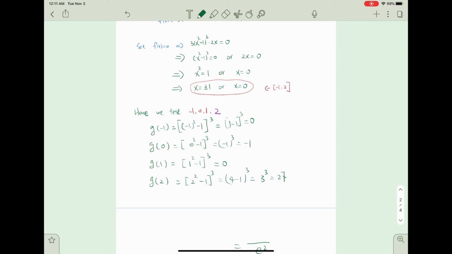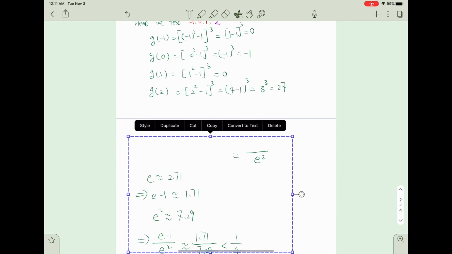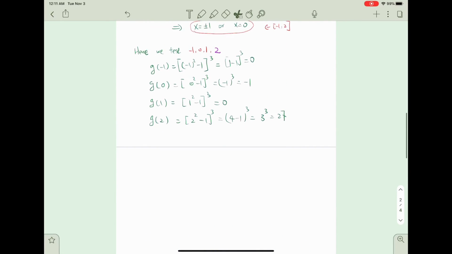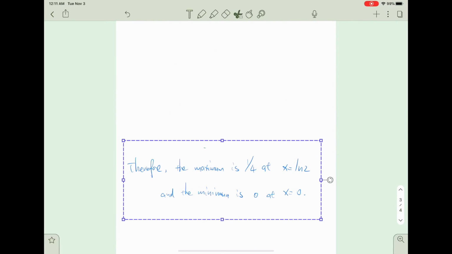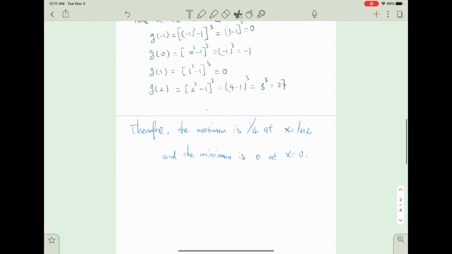Okay, so that is a huge number among all the outputs here. Now, obviously, the greatest output among these numbers is 27, which will be our absolute max in this case, and the least number we've got here is 0, which will be our minimum in this case. So let's just finish the statement here. Therefore, the maximum here is 27.